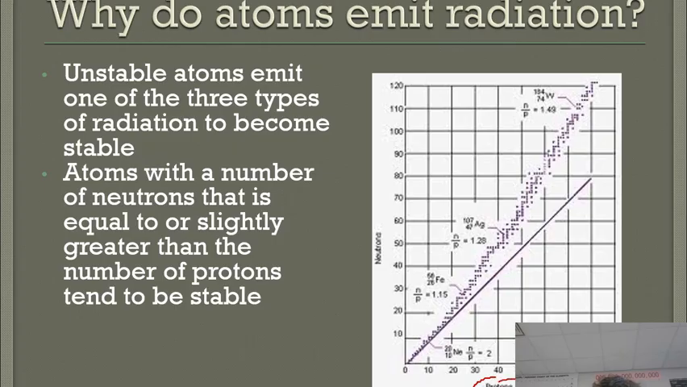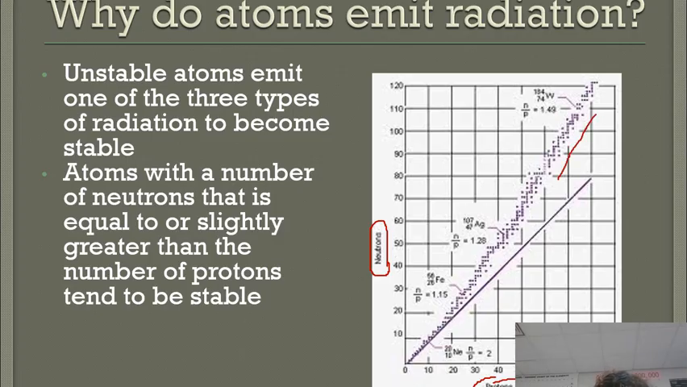This has protons on the x-axis. This time it has neutrons on the y-axis. So you notice this straight line right here is not a line showing any sort of isotope. It's simply a reference line. This line shows us what the line for a 1-to-1 ratio for protons to neutrons would be.